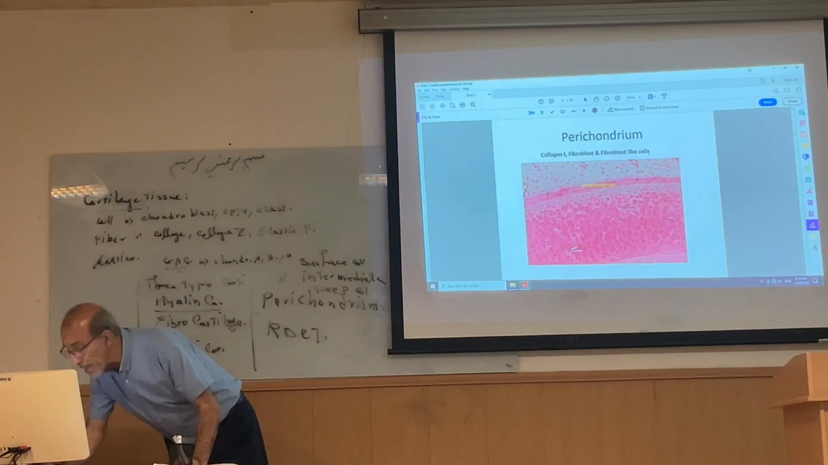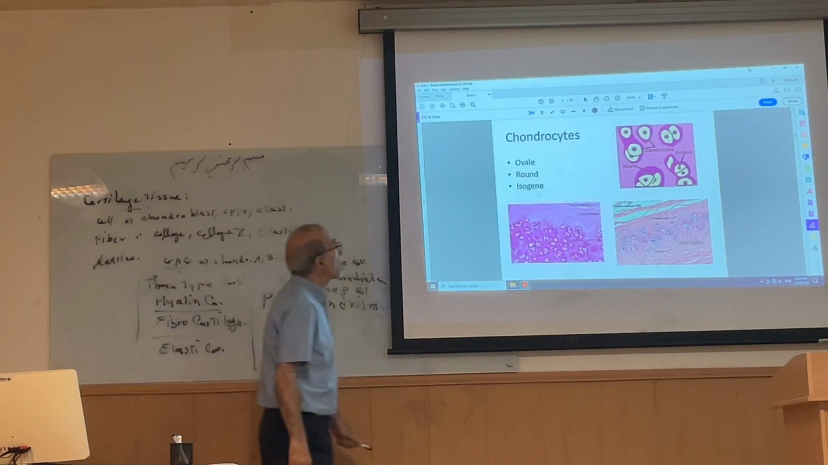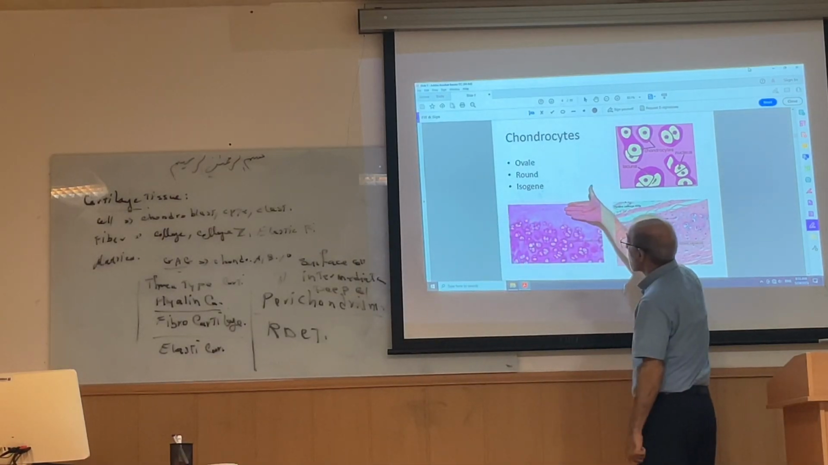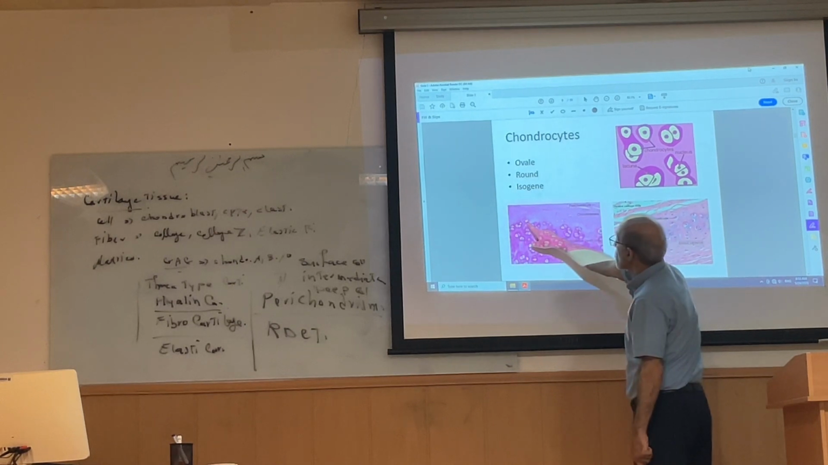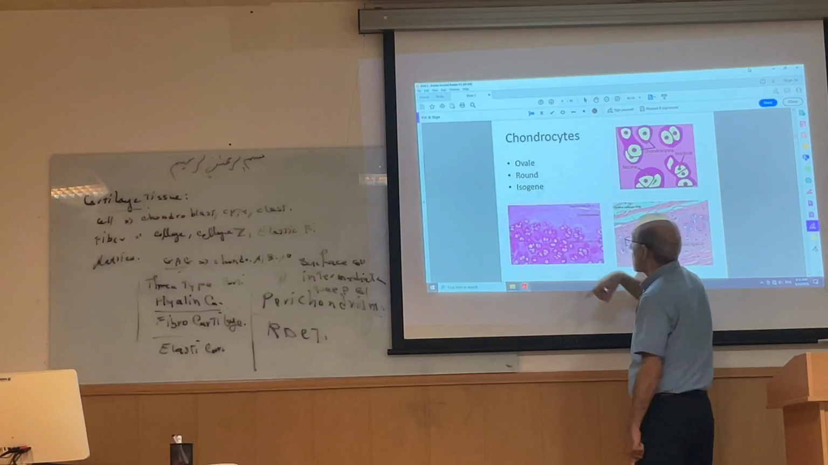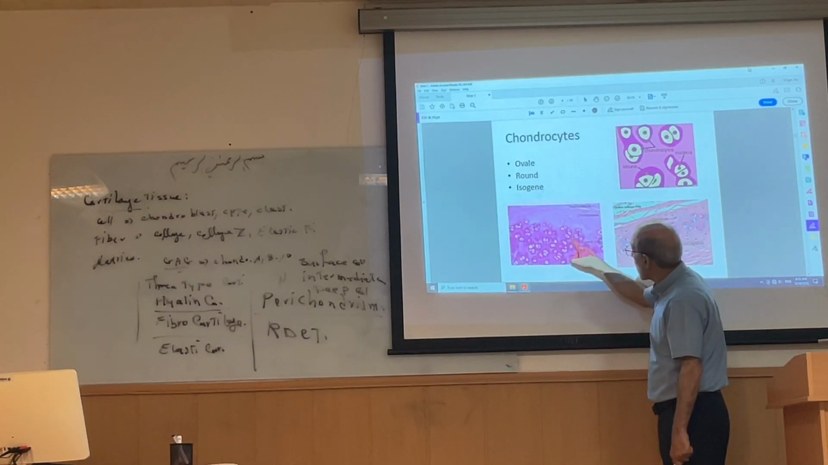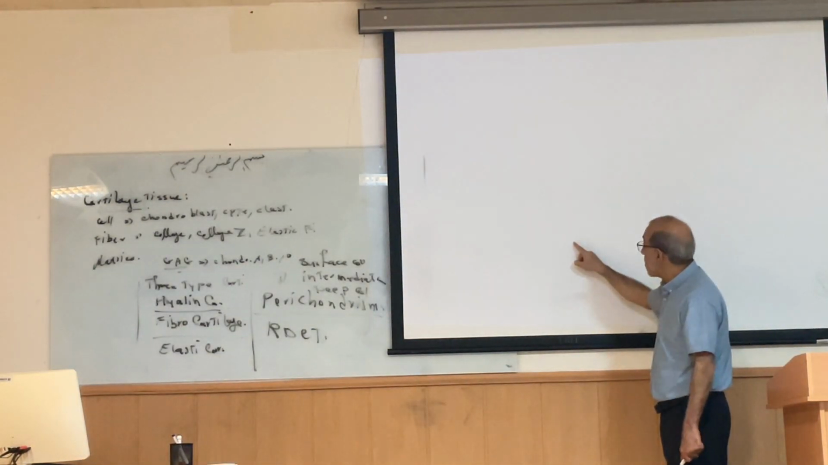Continuing. What is this? This is cartilage. This is perichondrium, lacuna, chondroblast, chondrocyte. This is the matrix. Look at this picture. Around the lacuna is a dense basophil.